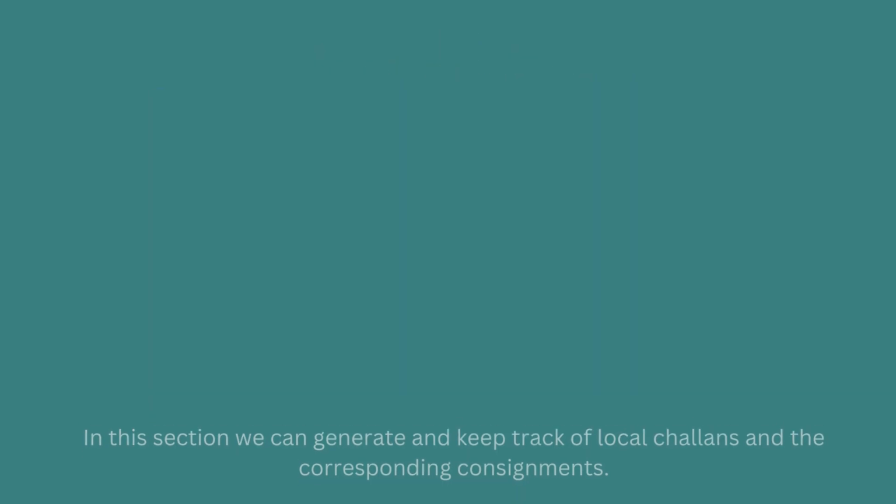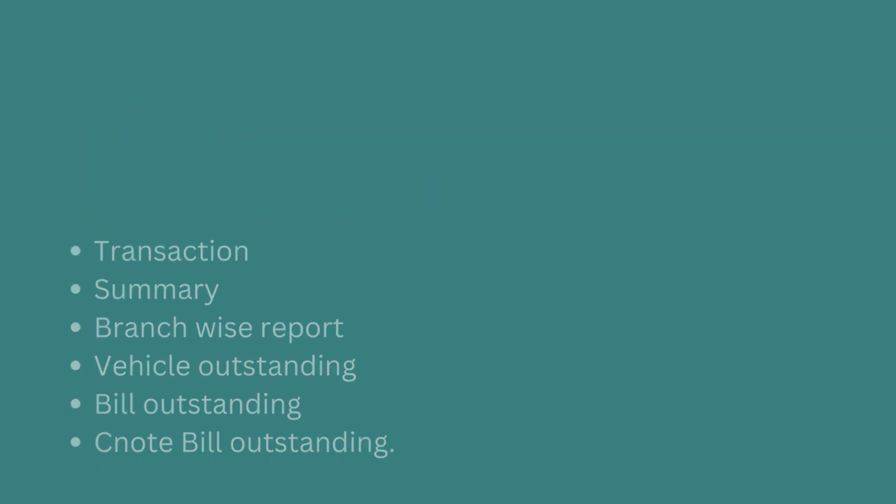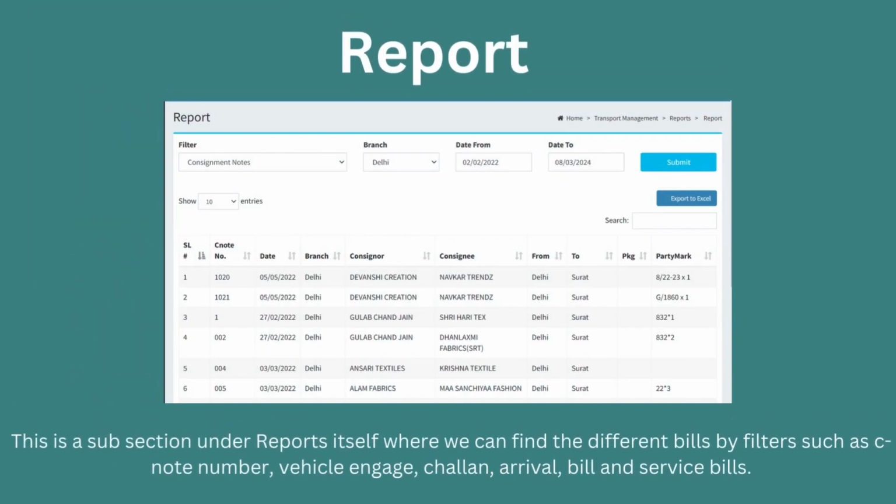The reports section under Transport Management provides us various reports such as transaction, summary, branch-wise report, vehicle outstanding, bill outstanding, and C-note bill outstanding. The reports section is a subsection under reports itself, where we can find the different bills by filters such as C-note number, vehicle engage, challan, arrival, bill and service bills.